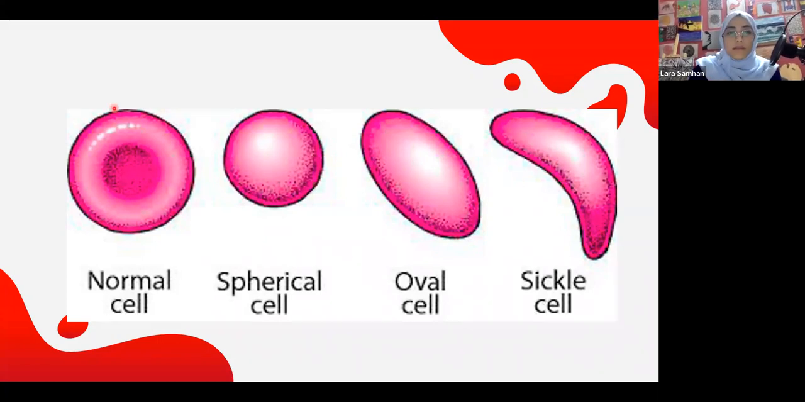So the normal shape of the RBC is biconcave, which is this one. If we have a spherical or rounded shape RBC, it's abnormal. If we have an oval shape, it's abnormal. And if we have a sickle shape, it's also considered abnormal. So the normal shape of the RBC is a biconcave shape.